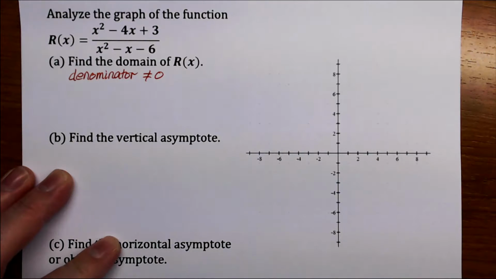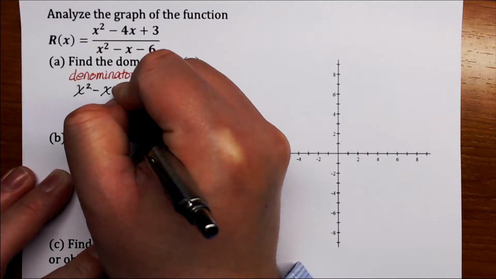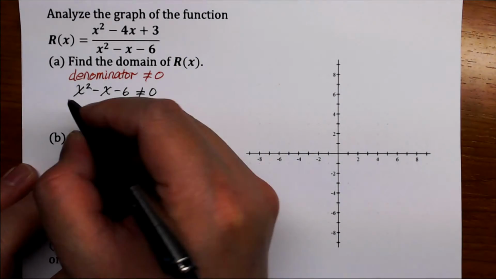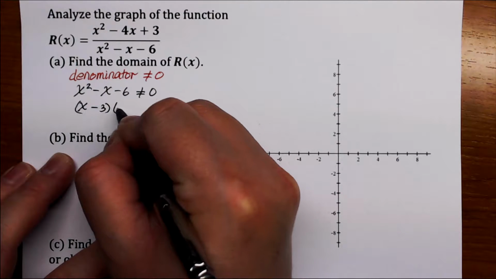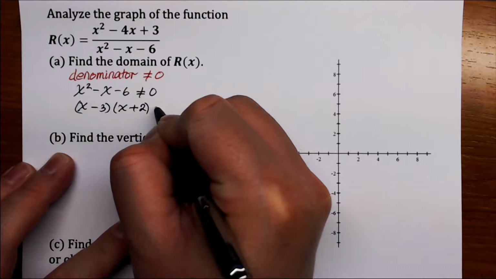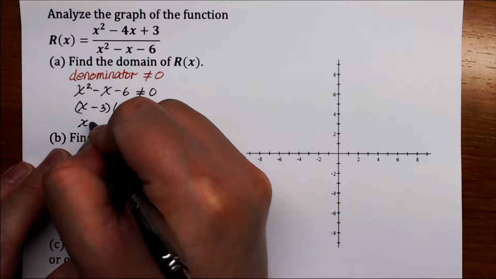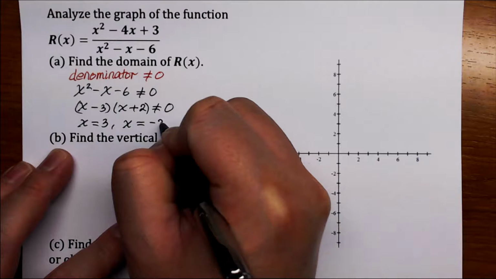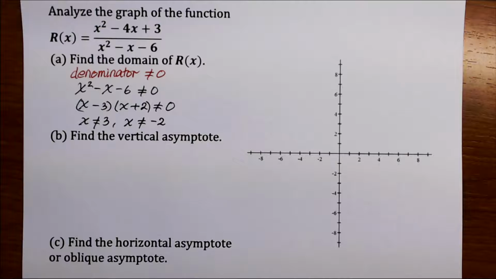So here we have x squared minus x minus 6 not equal to 0. We can factor as x minus 3 and x plus 2 not equal to 0. So we have x not equal to 3 and x not equal to negative 2. Right, so that is the domain. We don't need to write that in interval notation.